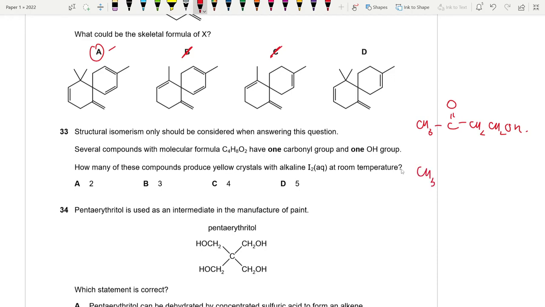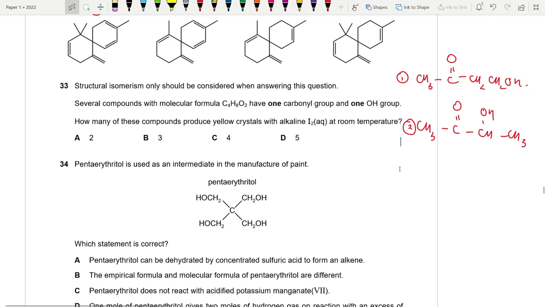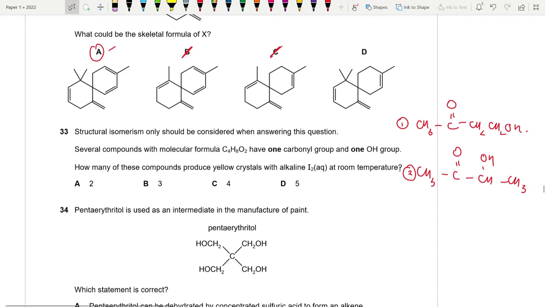We can have this CH3, CO, CHOH, CH3. This can also give a positive result. This is possible. Okay, so we got 1, 2. What if we have a secondary alcohol? We might have this compound CH3 CHOH, then we can go for CH2 CHO. We can have an aldehyde but a secondary alcohol. This can get oxidized to a methyl ketone, which will give a positive result.